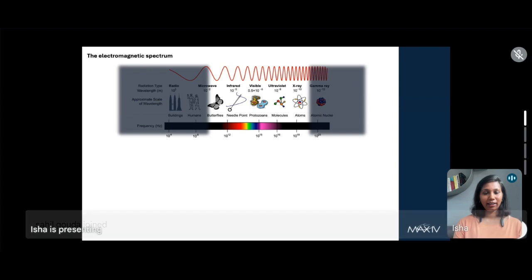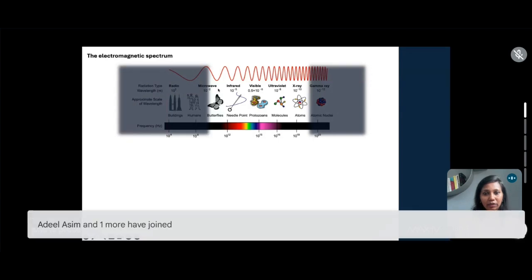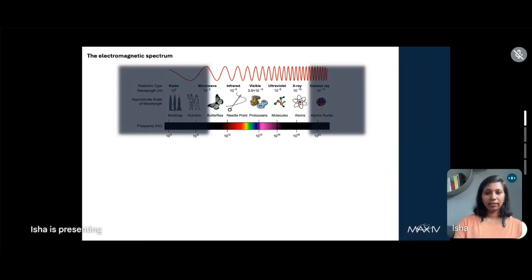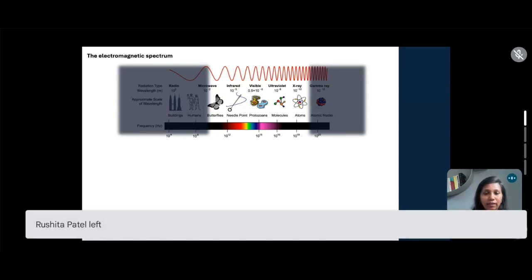So that is where a synchrotron comes in. The light generated from synchrotrons is in the range from infrared, a little bit of microwaves, to x-rays. What we can harvest depends on the lenses or the optics that we put in place.